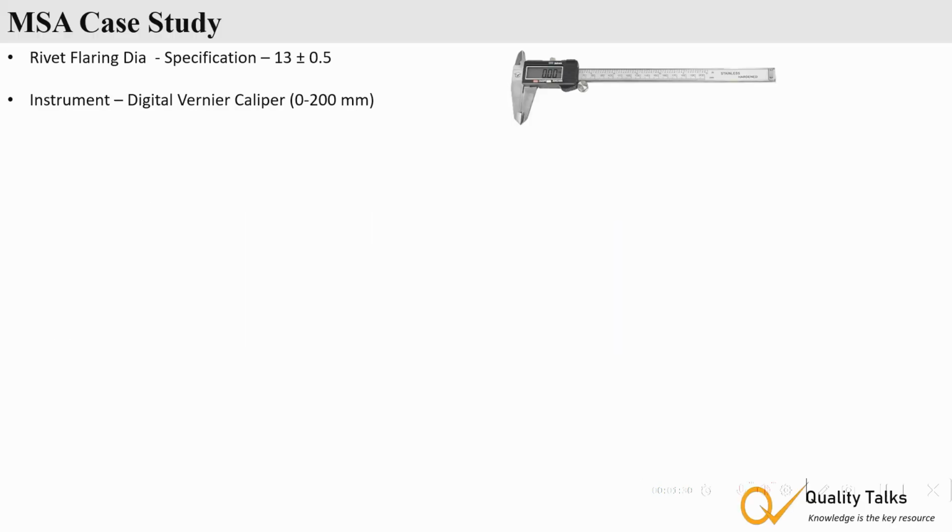We will do the measurement system calculation with this case study. In this example, we are analyzing the rivet filling diameter, which has a specification of 13 mm plus minus 0.5 mm. The measurement instrument used is a digital vernier caliper with a measuring range from 0 to 200 mm.